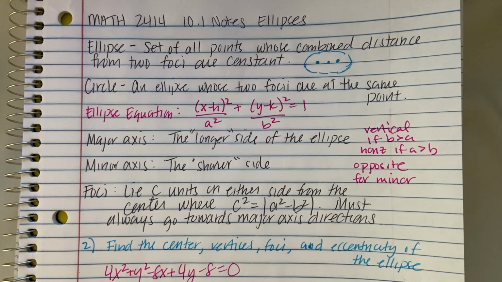Now the foci lie c units on either side from the center, where c squared equals the longer side minus the shorter side, but you can use the absolute value here. They always go out in the major axis direction, which means that if you can go further left and right, your foci go out left and right. If your ellipse is taller than it is wide, you must go up and down from the center in order to find the foci.